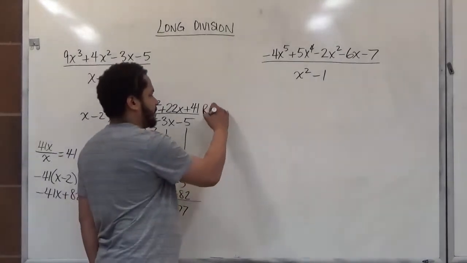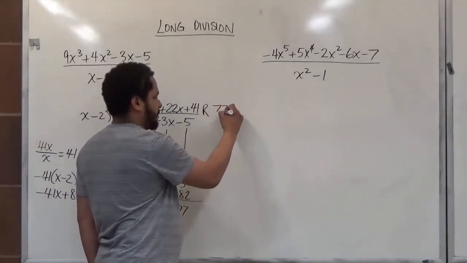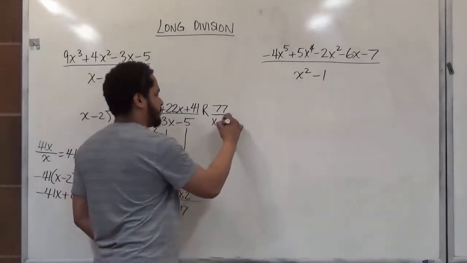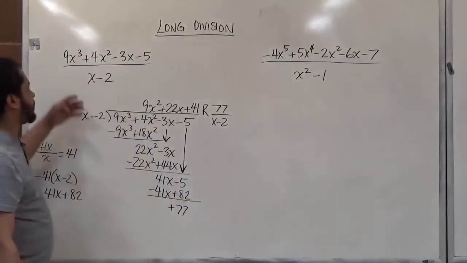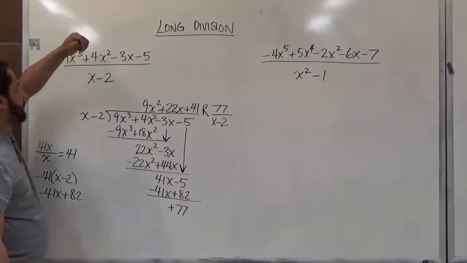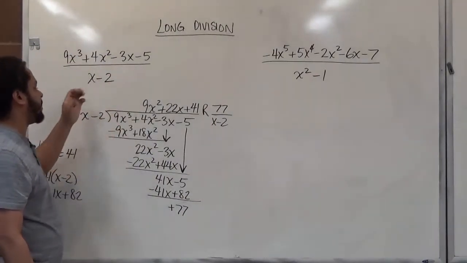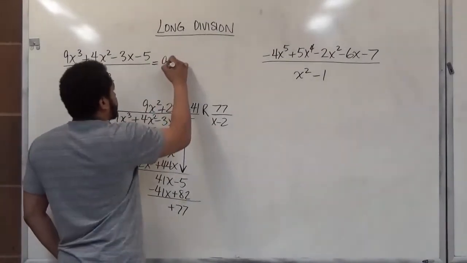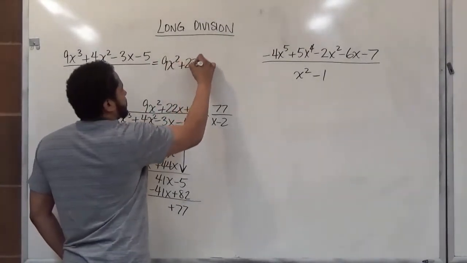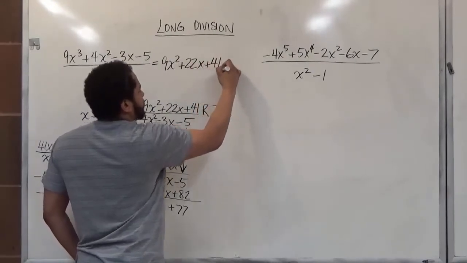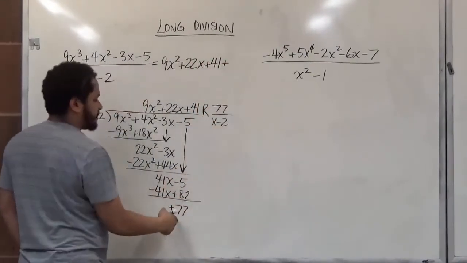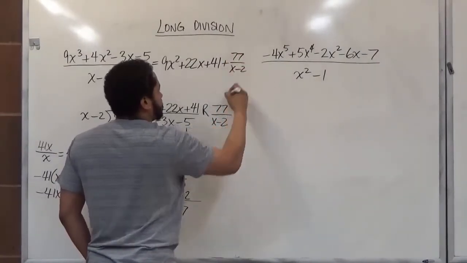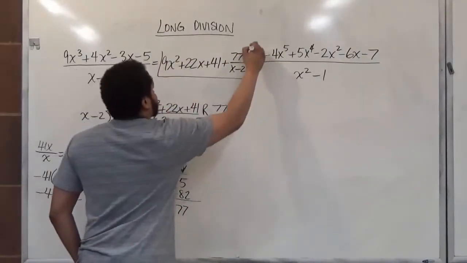So we're taking the remainder. We're putting it up here. It's positive 77. And we put that over the divisor itself. So it's x minus 2 here. All right, so now when we divide 9x cubed plus 4x squared minus 3x minus 5 by x minus 2, we get 9x squared plus 22x plus 41 plus, because the 77 is positive, 77 over x minus 2. That's the result for the first one.